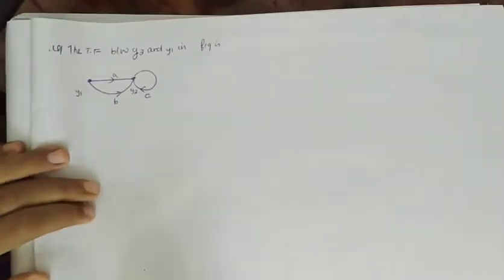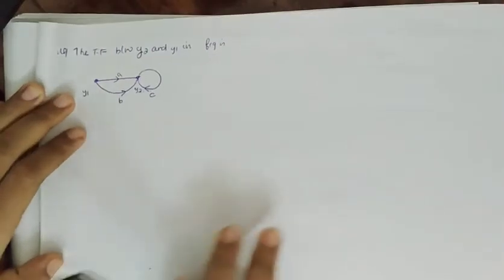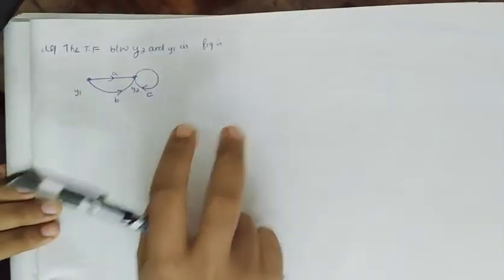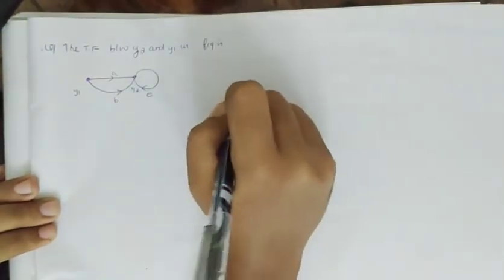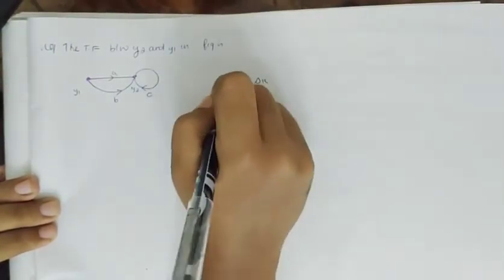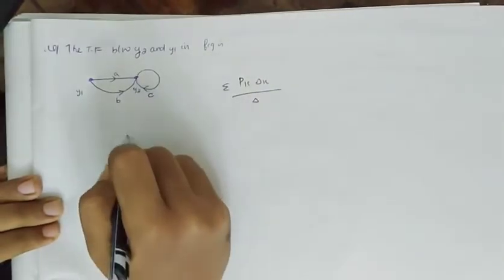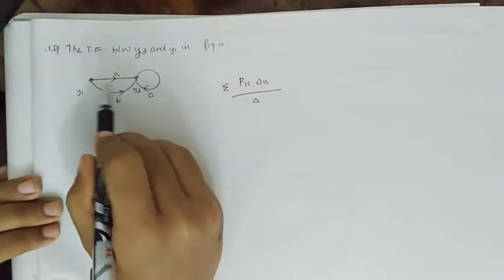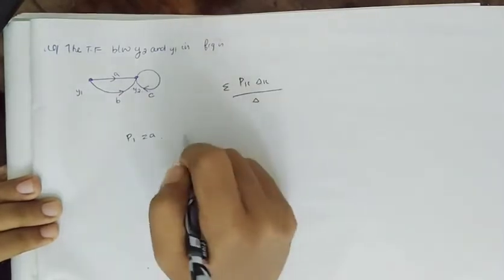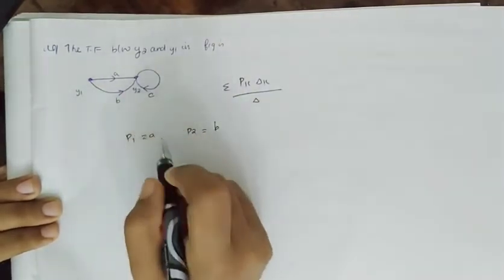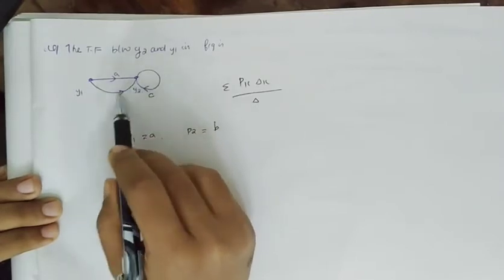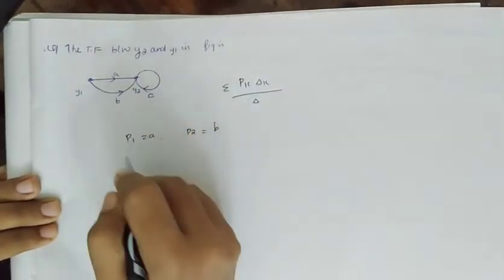Okay, now let's do the next question. The transfer function between y2 and y1 in the figure is. So what is the formula? Pk into delta k divided by delta. One forward path is y1 to y2, that is A, and the other forward path is B. Any non-touching loop here? This is the only loop, and it touches the forward paths, so we can't take it.